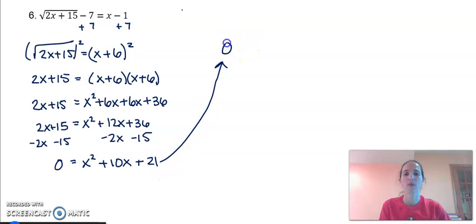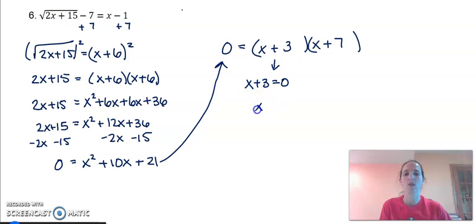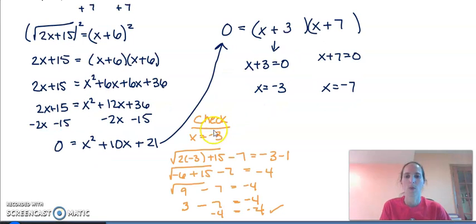I personally prefer factoring, so I'm looking for something that gets me to an x squared, an x and an x. Things that multiply to 21, a 3 and a 7 get me to 21, which means I set my factors equal to 0. So x could equal negative 3, or x could equal negative 7, and now I need to check.